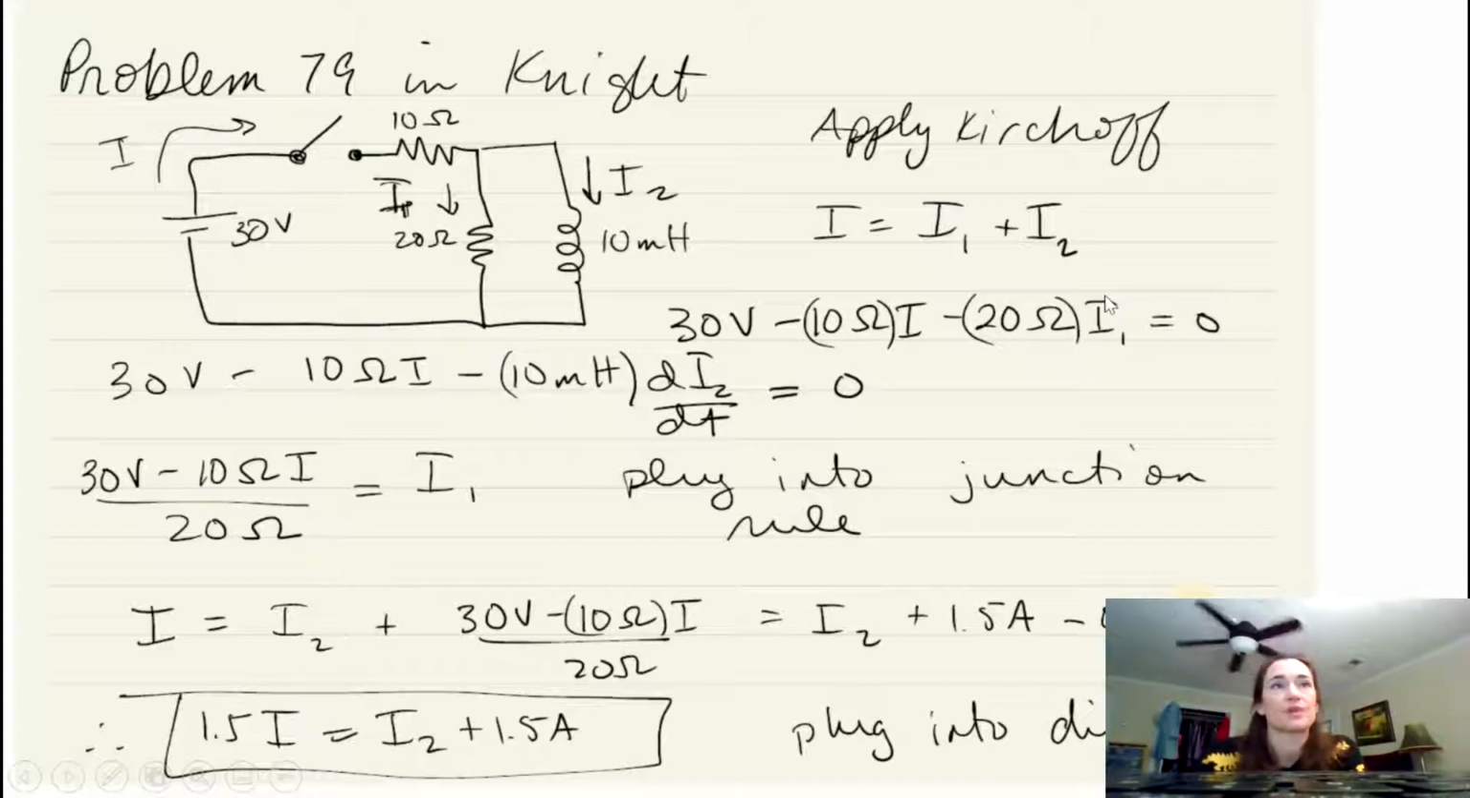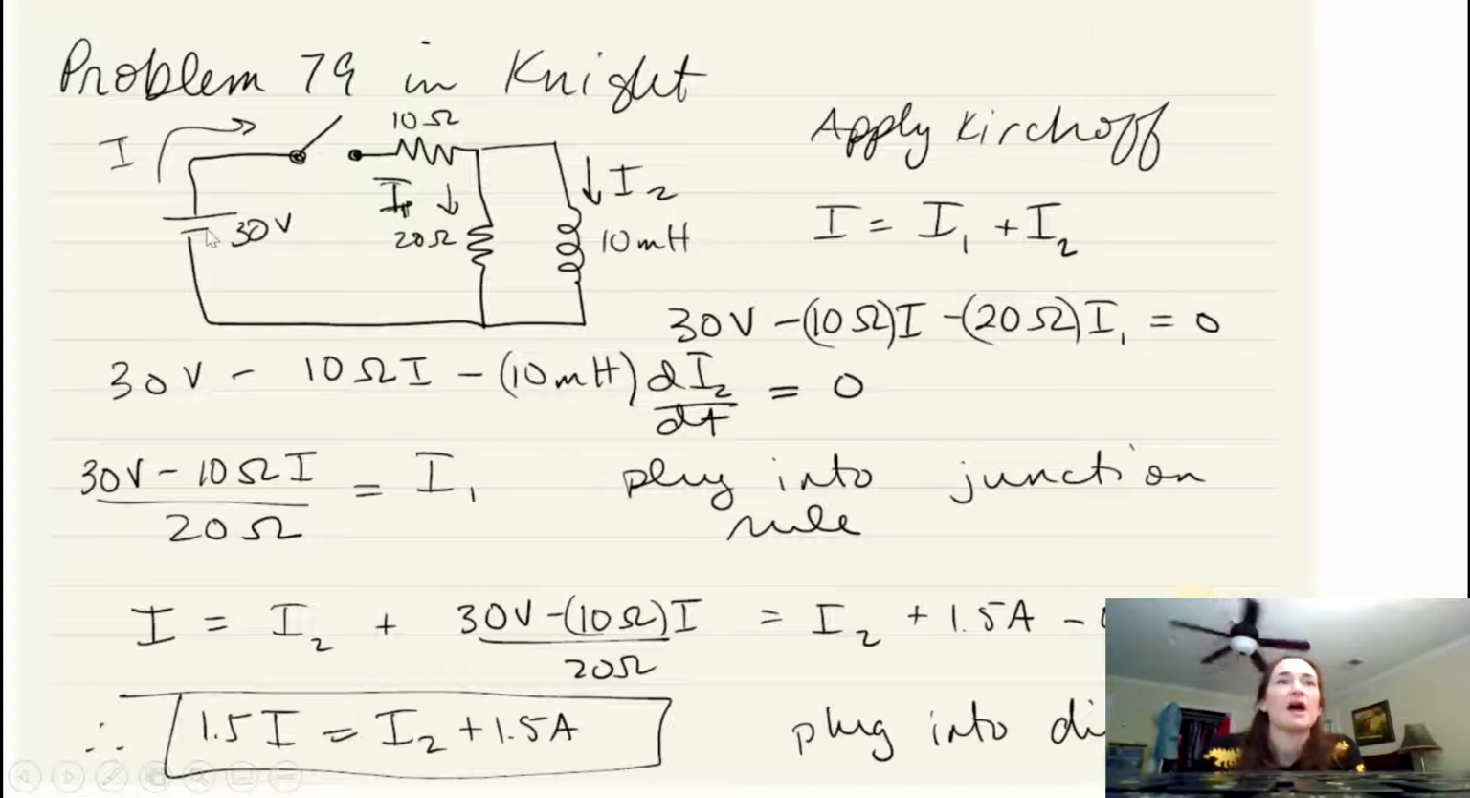So here we go. The first loop that I chose goes up through the 30 volt battery, to the right through the 10 ohm resistor, down through the 20 ohm resistor, and then back to the battery. So that loop rule is going to be plus 30 volts minus 10 ohms times I minus 20 ohms times I1 is equal to 0.